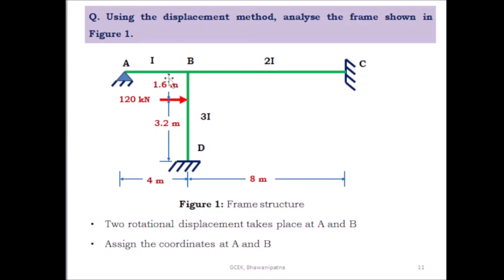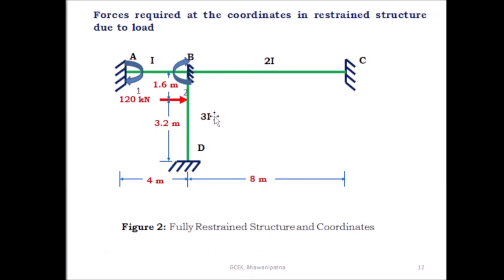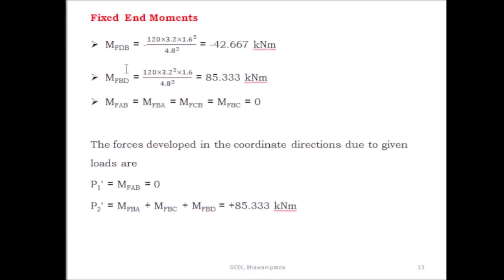Similarly, find MBD. MBD is equal to MFBD plus 4EI theta B by 4.8 plus 2EI theta D by 4.8. Similarly, MDB is equal to MFDB plus 4EI theta D by 4.8 plus 2EI theta B by 4.8. So, using this formula you can find the final moment. Here already you know the fixed end moments MFDB and MFBD, and MFAB, MFBA, MFCB, MFBC are equal to 0.